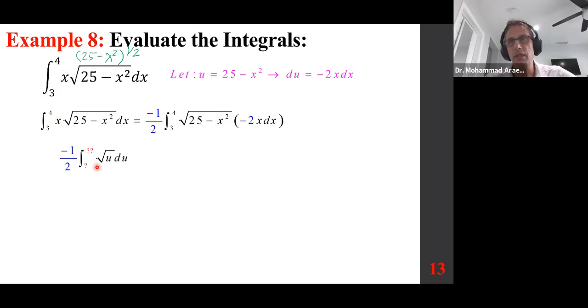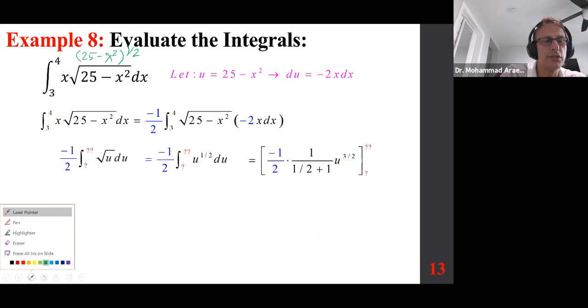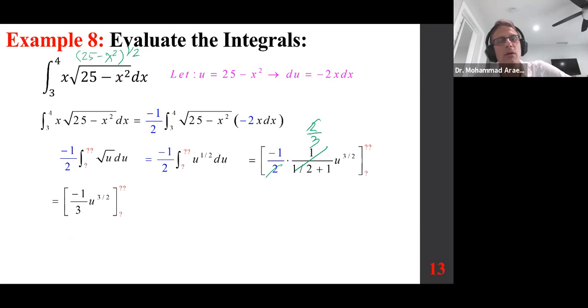This one, we've done it many times. This changes to u to the power of 1/2. And this part, 1 over 1/2 plus 1, u to the power of 1/2 plus 1. Don't forget, we have a negative 1/2 in front. 1/2 plus 1 is 3/2. 1 over 3/2 is 2/3. These two and these two cancel each other. We get negative 1/3 u to the power of 3/2.